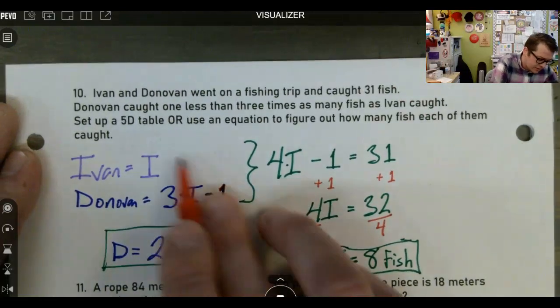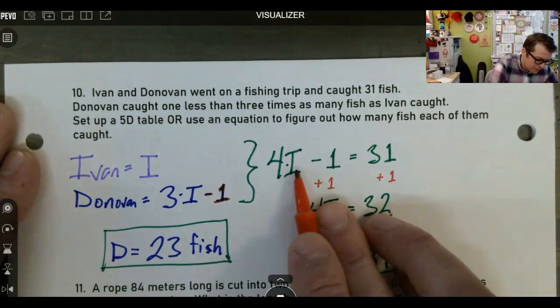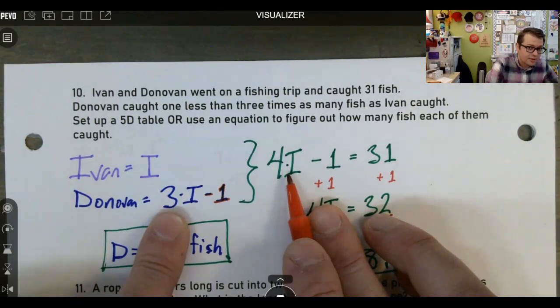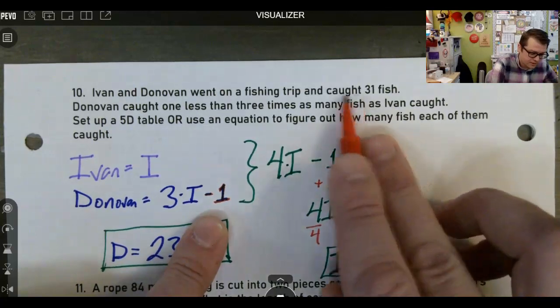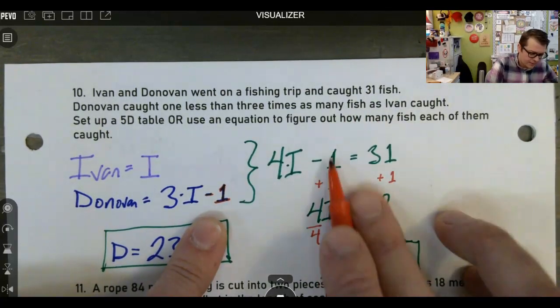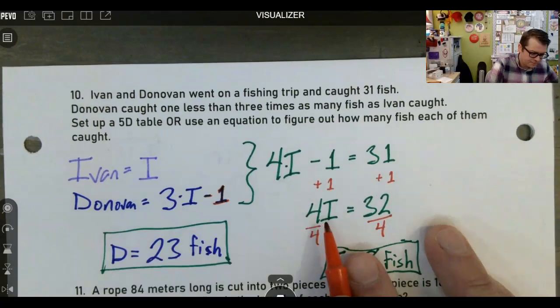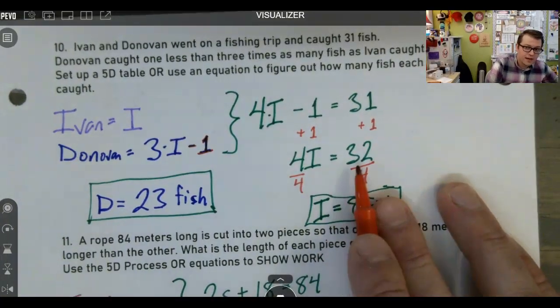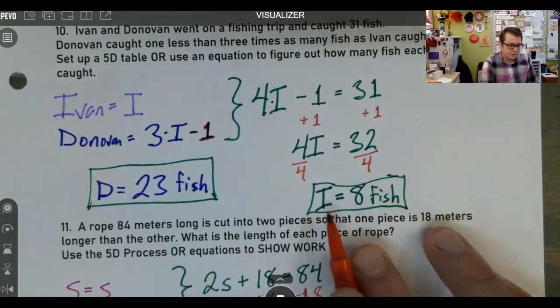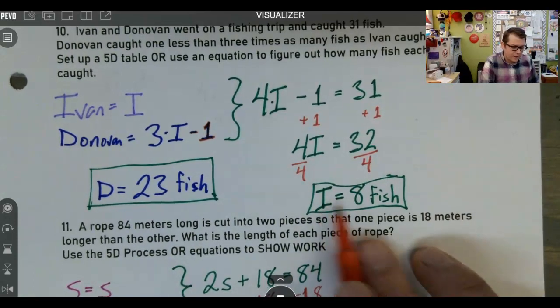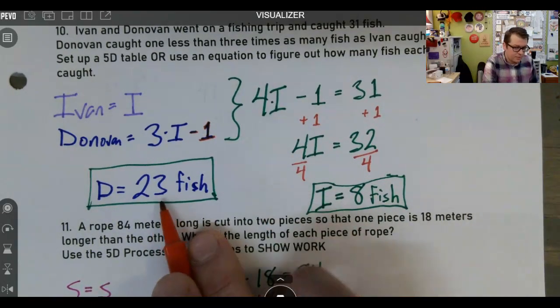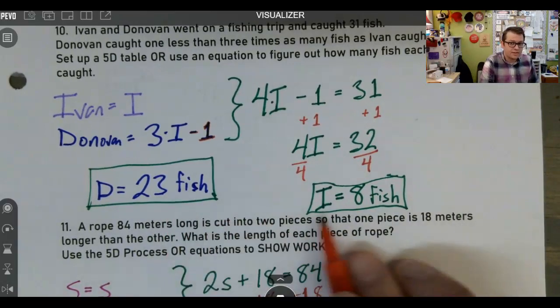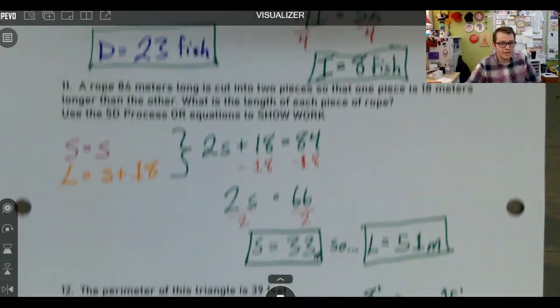But altogether, what would they have caught? 4i, right, and I there, and 3 more I there, minus 1 will equal their total of 31 that they told us up here. We can add 1 to both sides to deal with that minus 1. We can figure out from there that 4i has to equal 32, which means if we do division on both sides, I would equal 8 fish. If we plug that back in, 3 times 8, but then take 1 away, we get that Donovan would have caught 23 fish. If we add these up, should be 31, and it is.